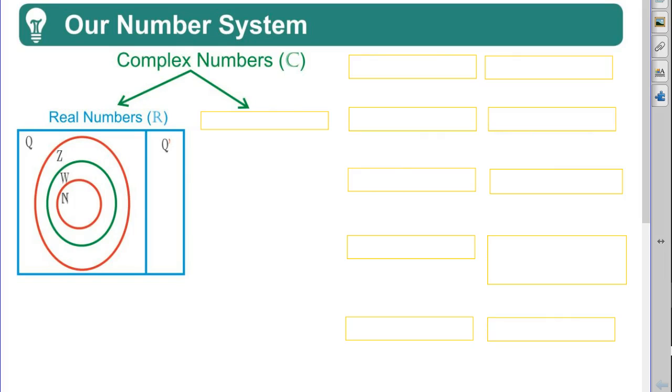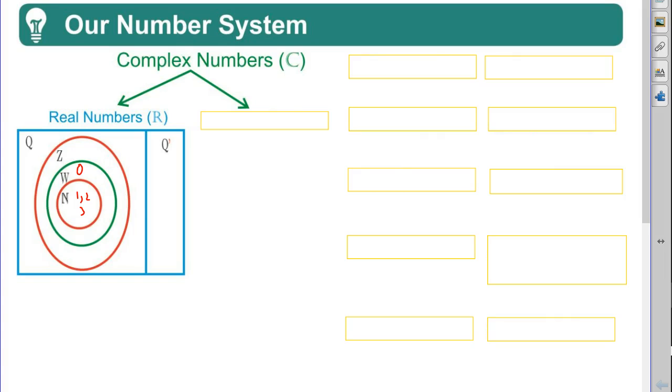So let me talk about the real numbers first. All right, well, what's everything that's in the real numbers? All right. So the real numbers start way inside with the natural numbers. Numbers like 1, 2, 3, 4, 5, 6, etc. counting numbers. If you add 0 to the natural numbers, you get the whole numbers. So 0, 1, 2, 3. See, any circle inside is a subset.